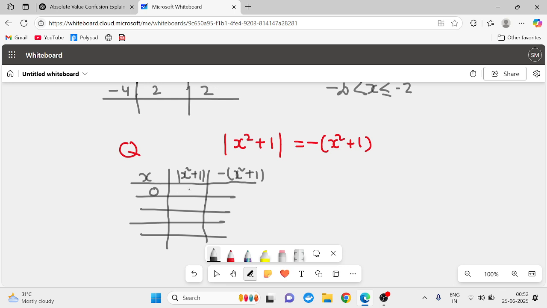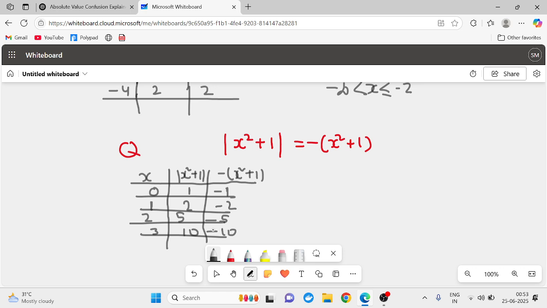If I put 0, this will be 1, this will be minus 1. If I put 1, this is 2, this is minus 2. If I put 2, this is 5, this is minus 5. If I put 3, this is 10, this is minus 10. Okay? So the story comes here, am I right? That none of the values are satisfying.